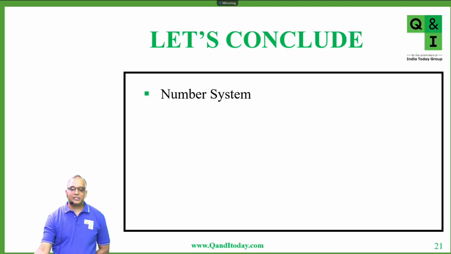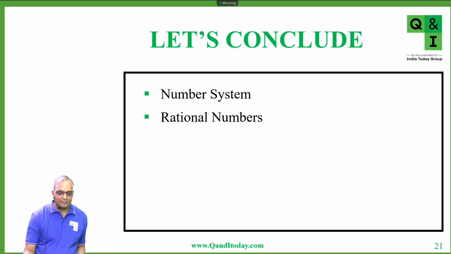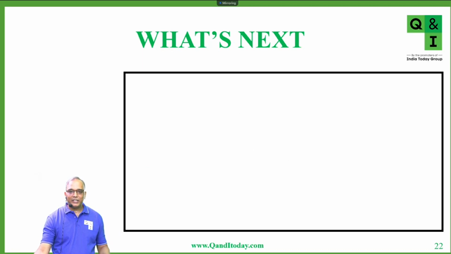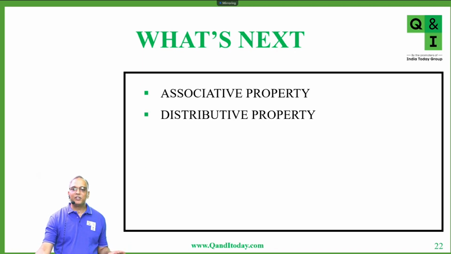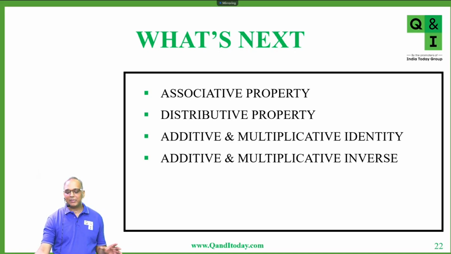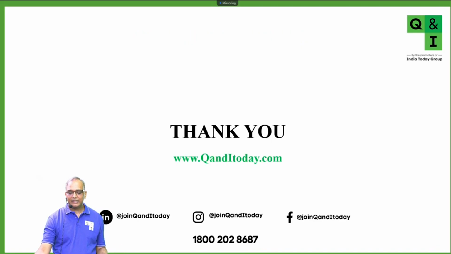So what did we do today, students? We covered the number system and then we started with rational numbers. We did closure property today and then the commutative property. In the next class when we meet, we'll do associative property, distributive property, additive and multiplicative identity, and additive and multiplicative inverse.